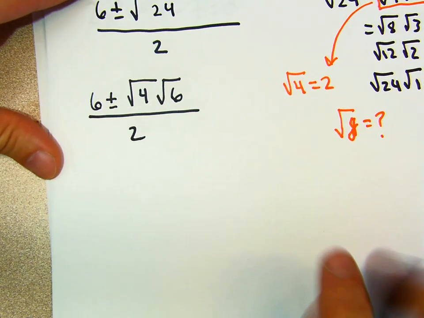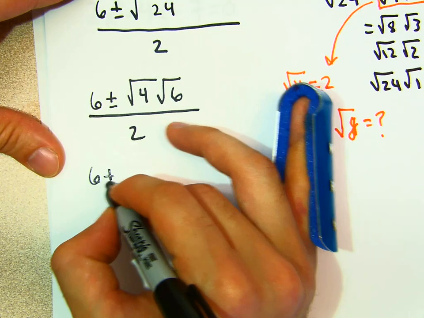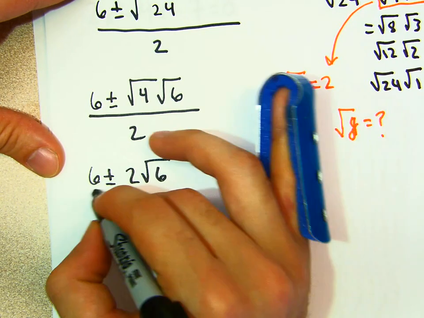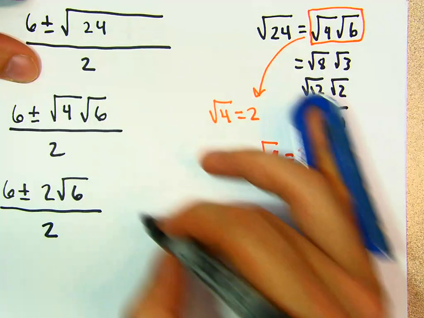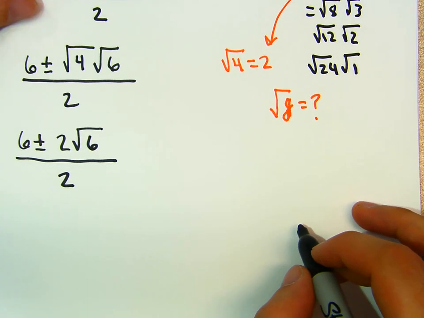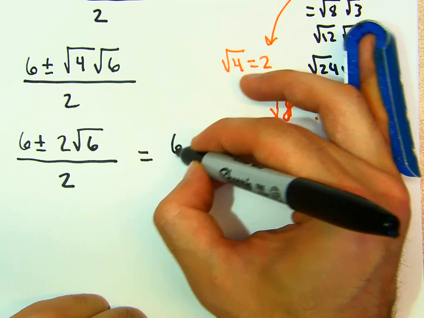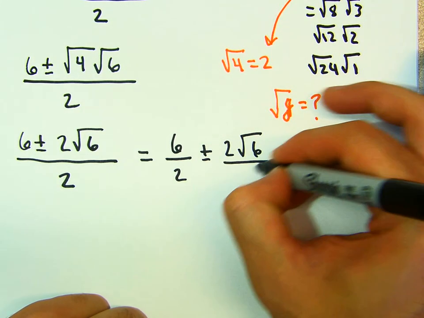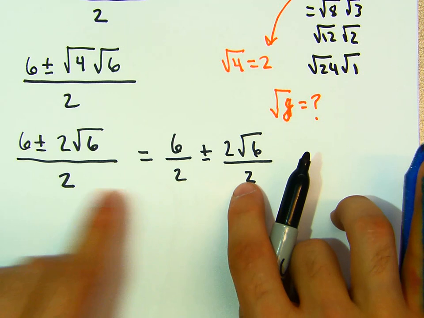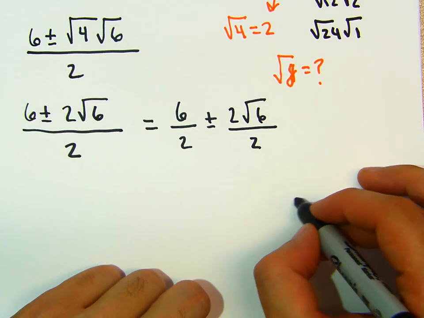Then what do we do? Well, the square root of 4 is 2. So that's 6 plus or minus 2 square root of 6, over 2. Now what do we do? Here's a nice little trick to go to the next step. It will be 6 over 2 plus or minus 2 radical 6 over 2. And if you're thinking, what are you doing, Mr. G?